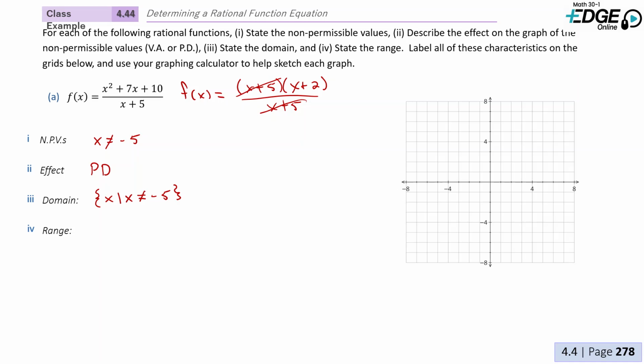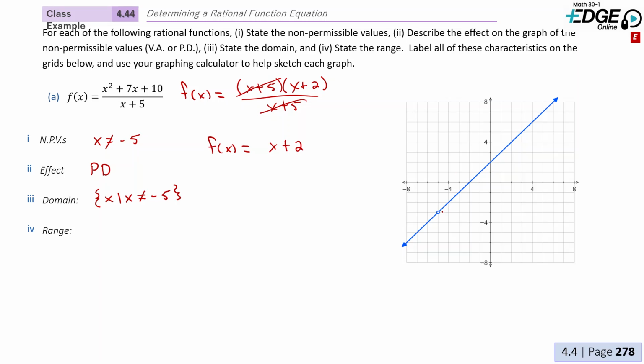Now for the range, it might be helpful to sketch our graph first, just so we can kind of picture what's happening with the range here. So if we sketch our graph, we get a straight line, and this makes sense. We could have sketched this without actually graphing it, where if we simplified the expression above, then we would have had f of x is equal to x plus 2. This really is the line x plus 2.